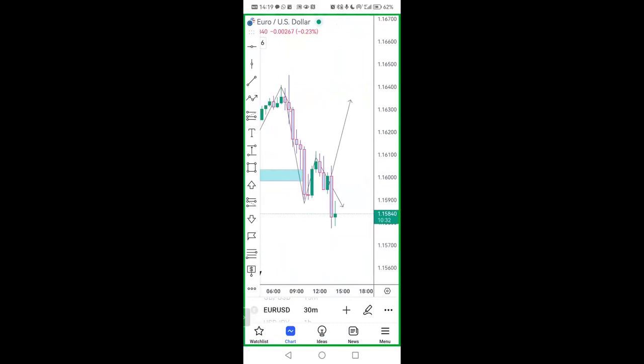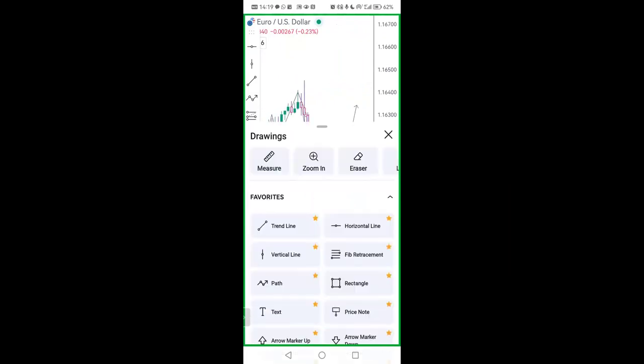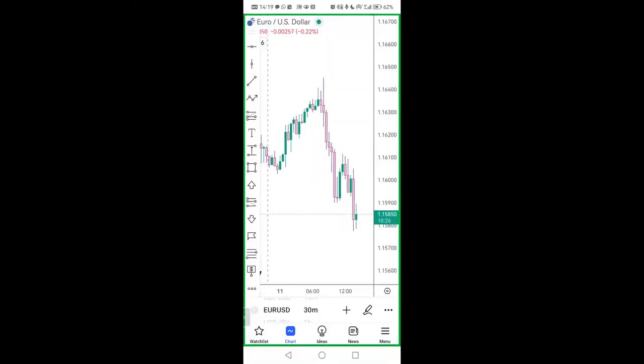Okay, so let's see Euro USD. Now, Euro USD is the better one of those two, GU and Euro USD. Euro USD is giving you a nice trend downwards. You can see it happening, right?